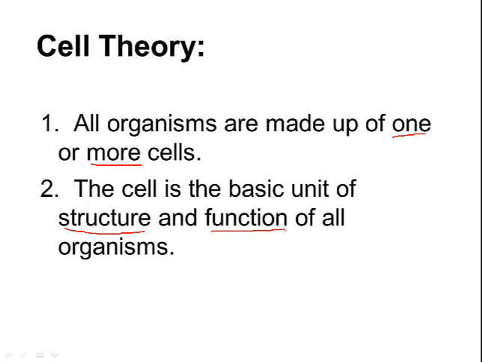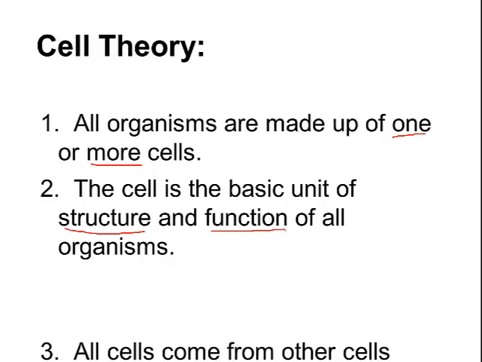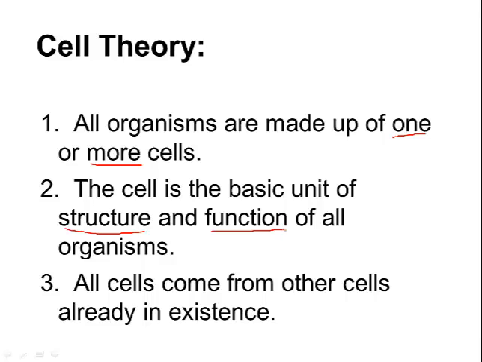That means that the cells make up what we are, and also the cells determine what we can do to stay alive, and they do that for all organisms. And the final part was that last thing that Virchow came up with, that all cells come from other cells that are already in existence. So all the cells that you have, you started out as one cell, and now you are made up of trillions and trillions of cells. So one cell divides into another, divides into another. So those are the main parts of the cell theory.